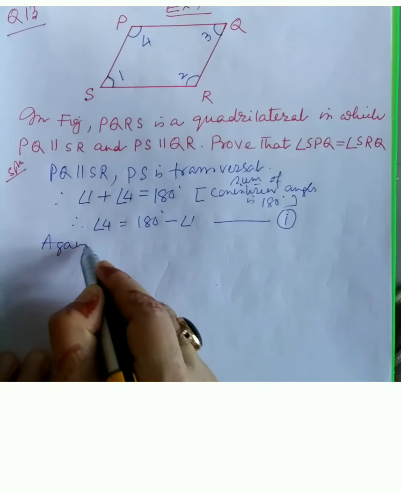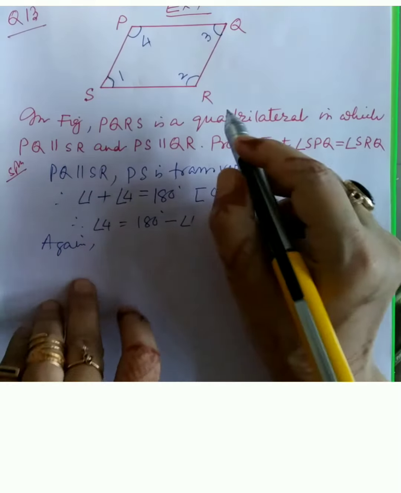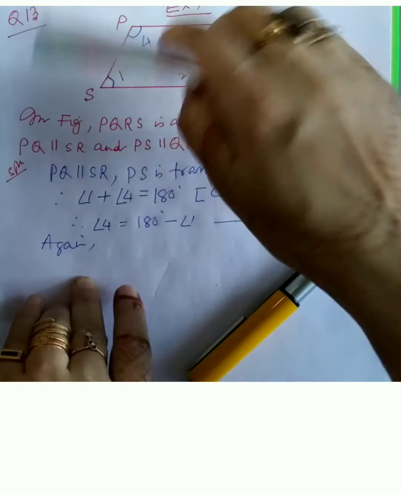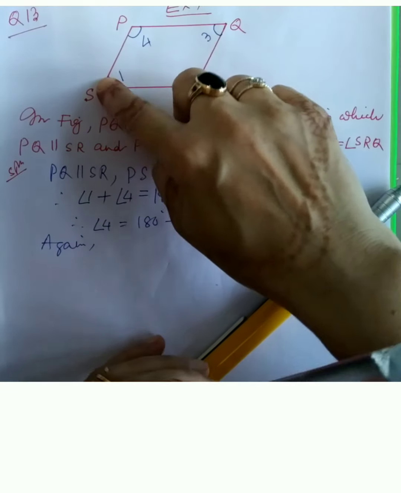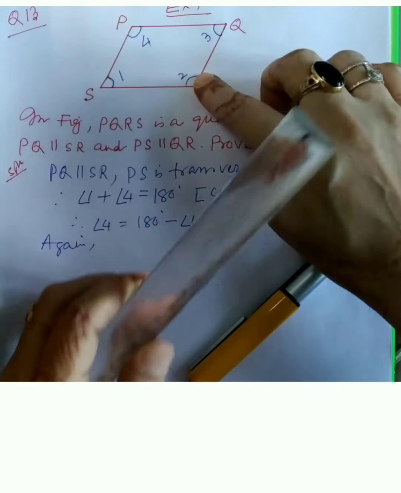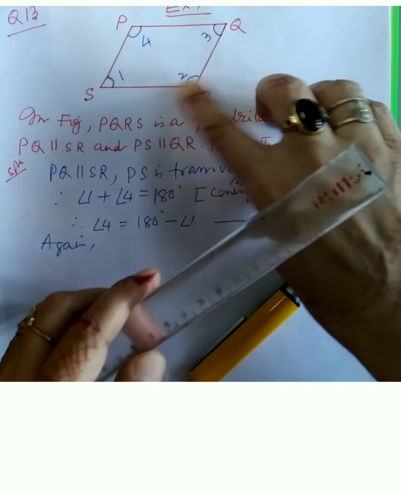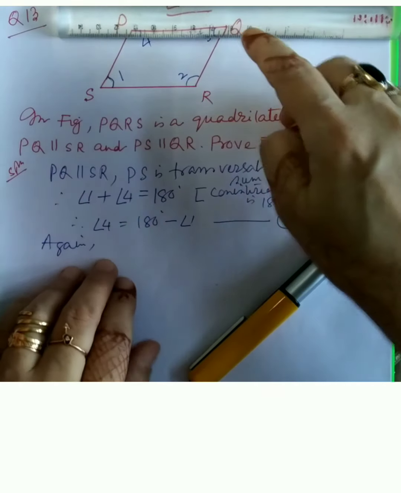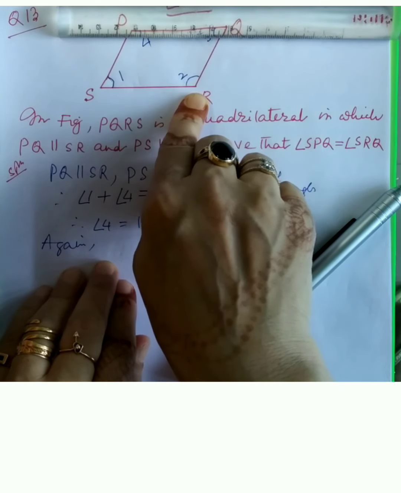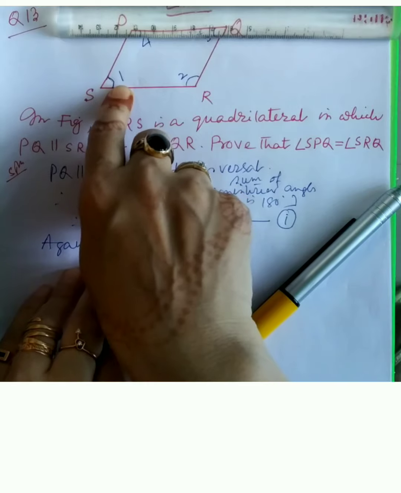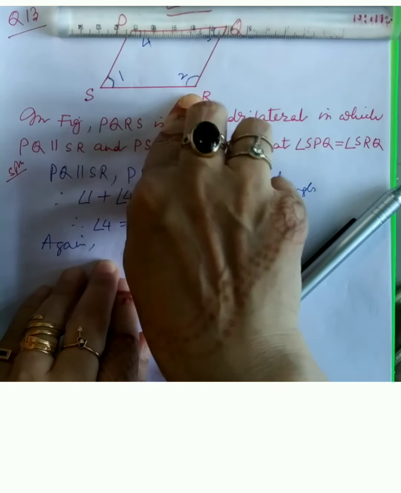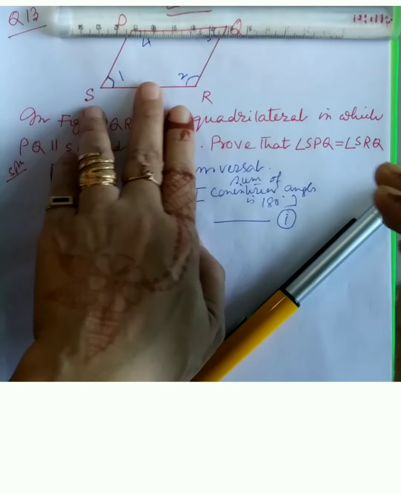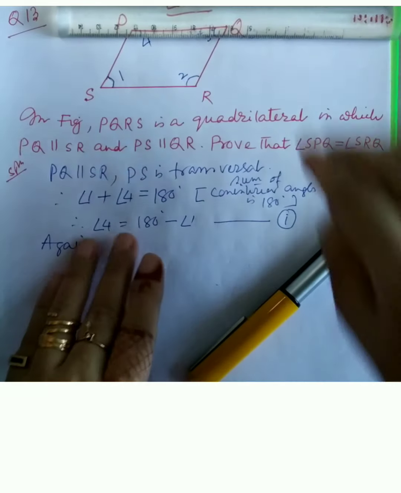Again, if we think PS is parallel to QR, you see, PS is parallel to QR. And if we think of SR as a transversal, you forget about this part. PS is parallel to QR, SR is a transversal, then you see angle 1 plus angle 2. Again, co-interior angles, the sum of co-interior angles is how much? 180 degree.